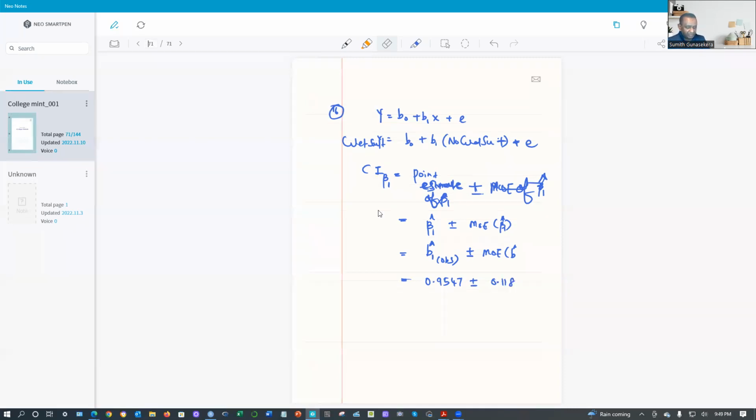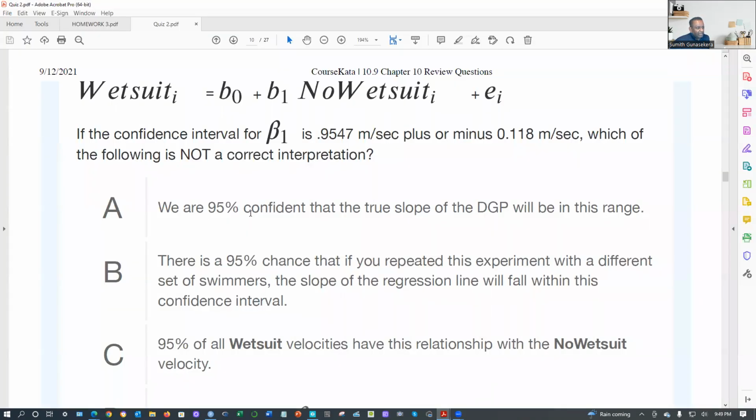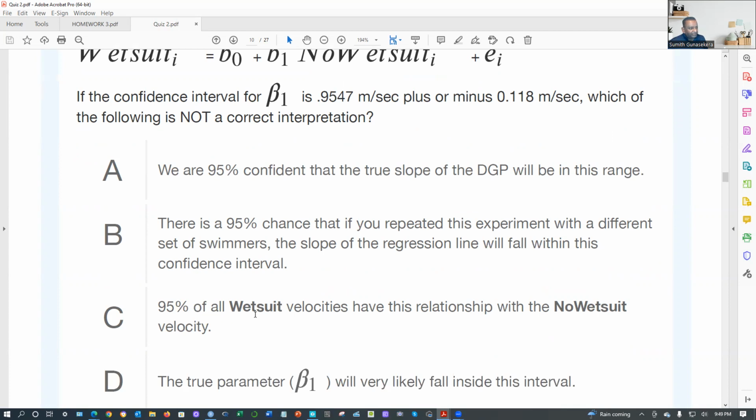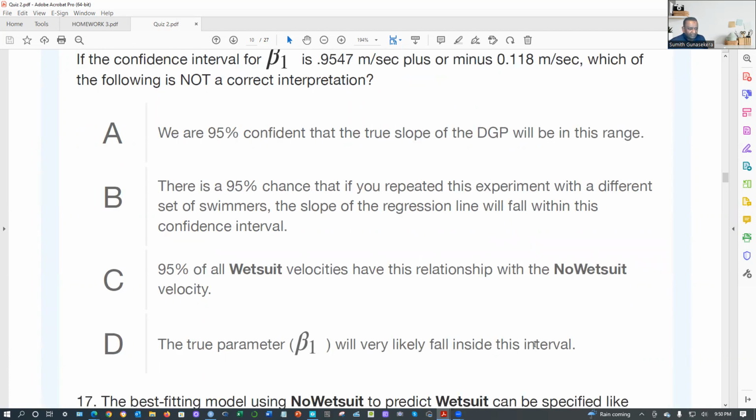That could give a whole bunch of estimates for the data. So this will tell us we are 95% confident that the true slope of the DGP will be in this range. That's right. There's a 95% chance that if you repeated this experiment with a different set of swimmers, the slope of the regression line will fall within this confidence interval. 95% of wetsuit velocities have their relation with the no wetsuit? No, that's the one we cannot infer from this. And the true B will likely fall inside this interval. Yes. A, B, D are correct interpretations, but this is not the correct one. So it should be C.